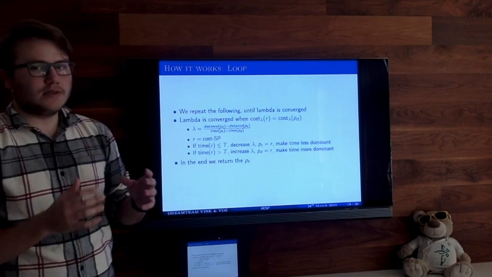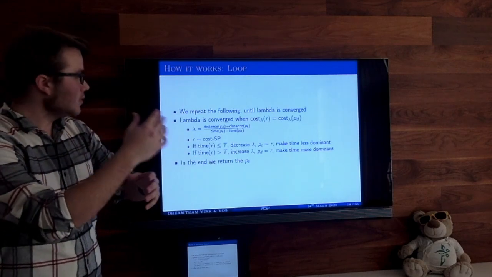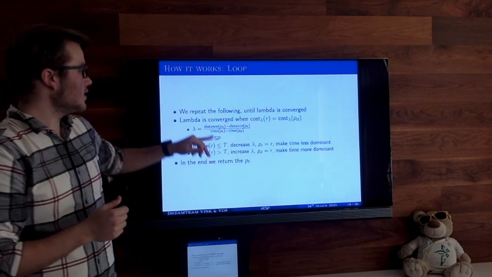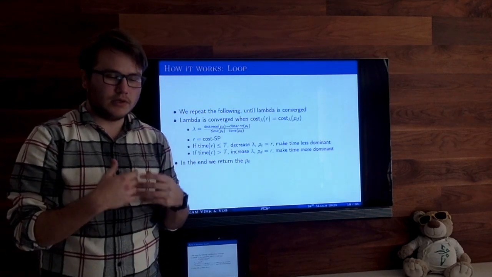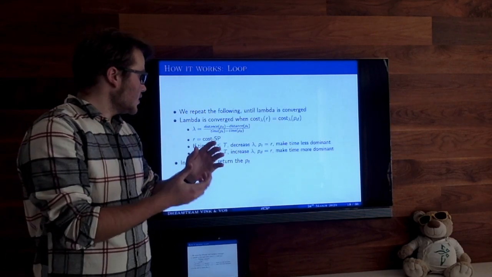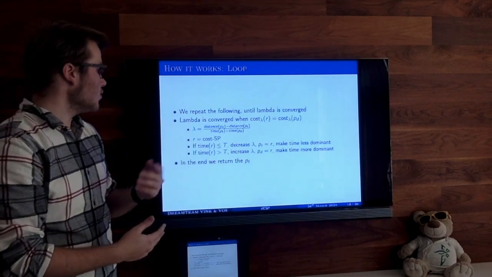Right. So now we get to the heart of our algorithm. This is where we essentially do the loop. So we already said lambda is computed by a certain fraction. Now we introduce a new path R, which is the cost shortest path. So we use the same cost function as before, and now we try to minimize the costs.